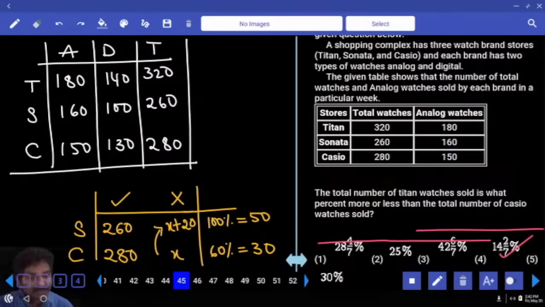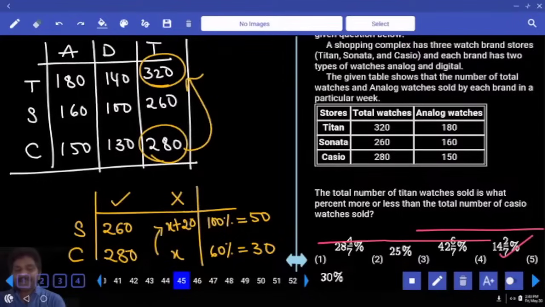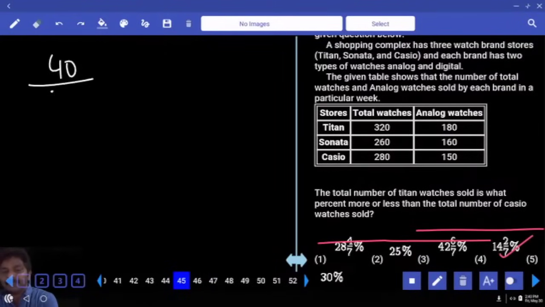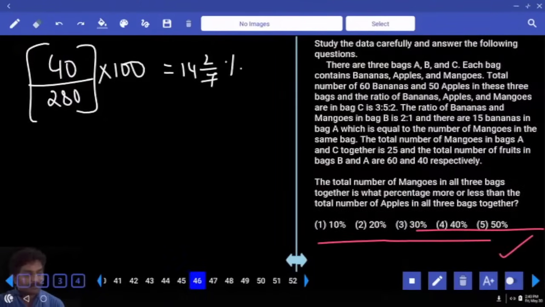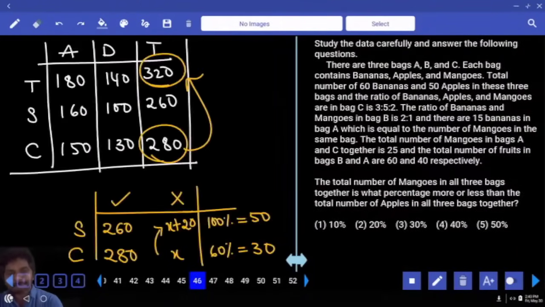The total number of Titan watches sold is what percent more or less than the total number of Casio watches sold? Titan total 320. Casio total, what percentage more? 320 is how much more than 280? 40 more from 280, fractional value. 1 by 7 in percentage. Fourth option. Is it clear?